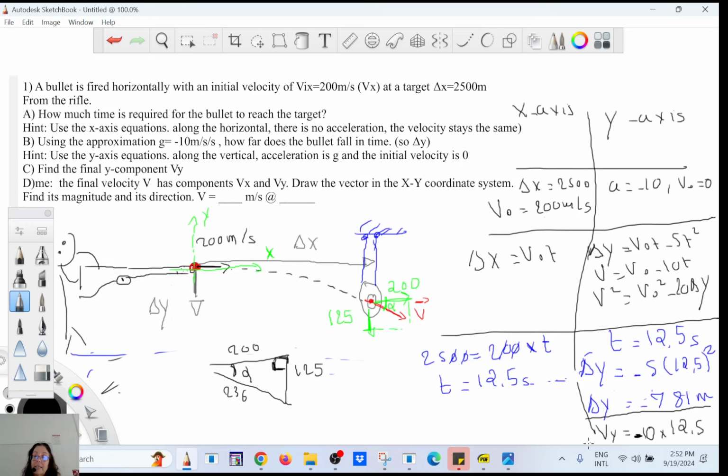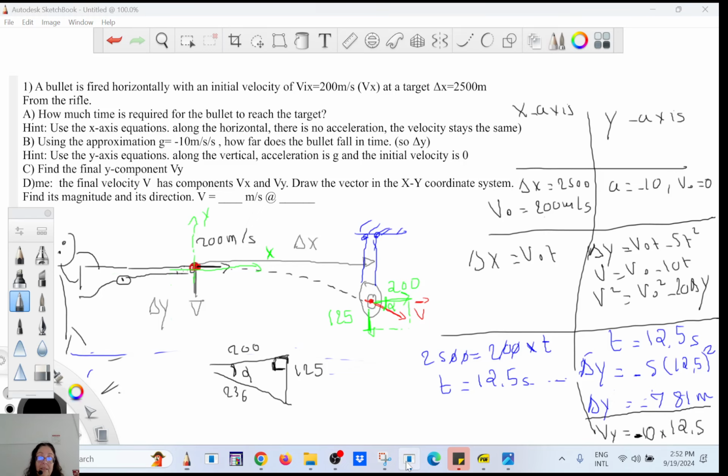So the y component will be the time times 10. Initial velocity is 0. So it will be 10 times 12.5. So it's 125. Do you agree?